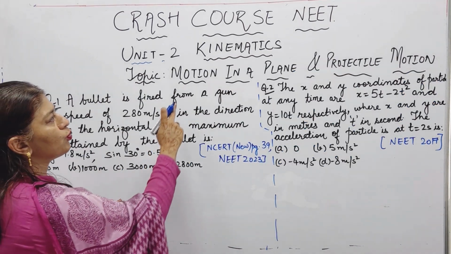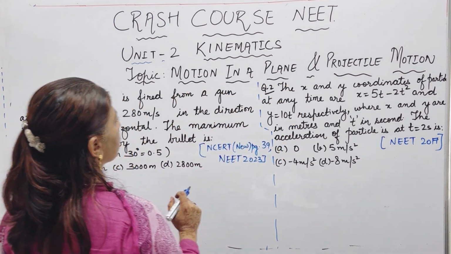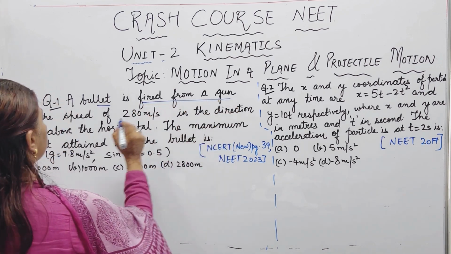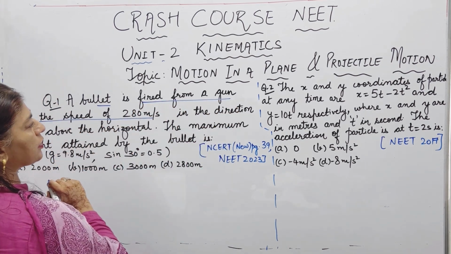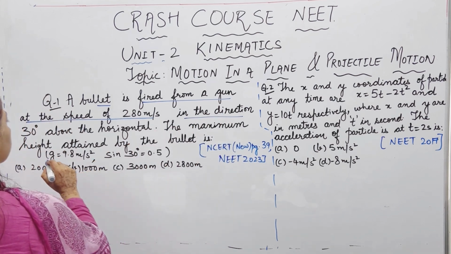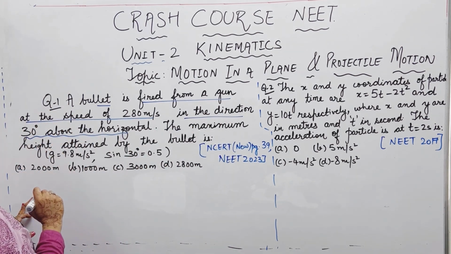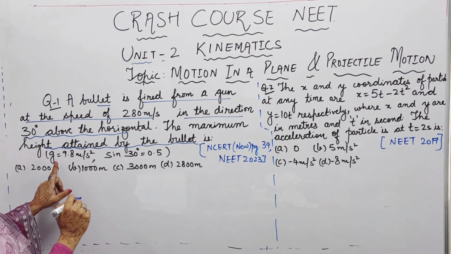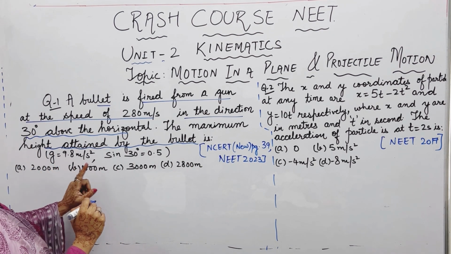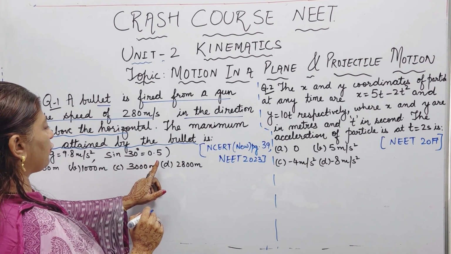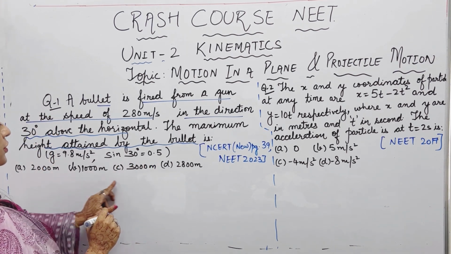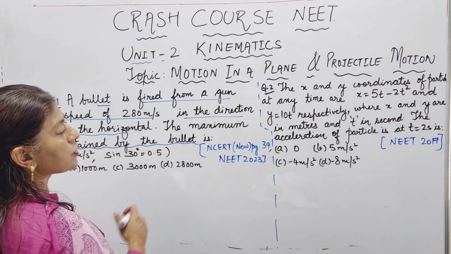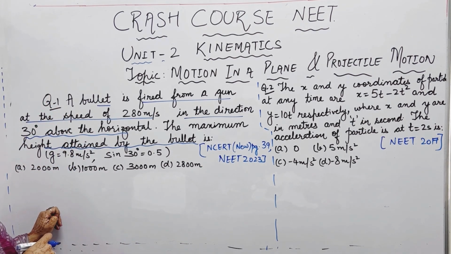Now the next topic is motion in a plane and projectile motion. In that, the first question is, a bullet is fired from a gun at the speed of 280 meter per second in the direction 30 degree above the horizontal. The maximum height attained by the bullet is, and standard values g equal to 9.8 meter per second square and sine 30 degree equal to 0.5 are being given, and the options are here.